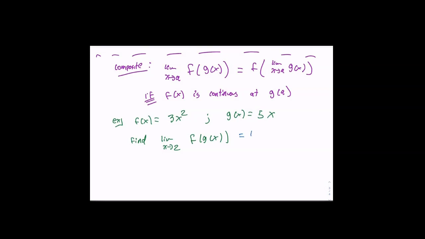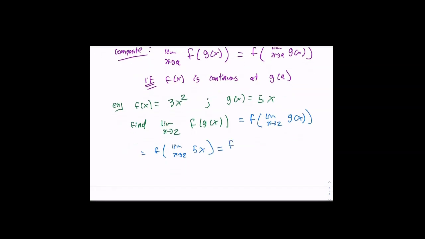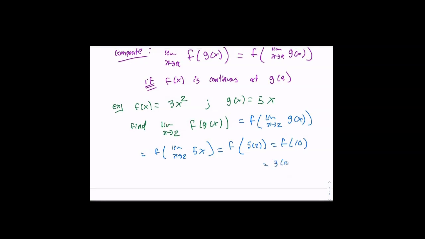So this is equal to f of the limit as x approaches 2 of g of x, which is equal to f of the limit as x approaches 2 of what g of x is, 5x. And I'm doing way more steps than you'd probably do in real practice. f of 5 times 2, which is f of 10. Okay, well, what is f of 10? f of 10 is 3 times 10 squared, which is 300.